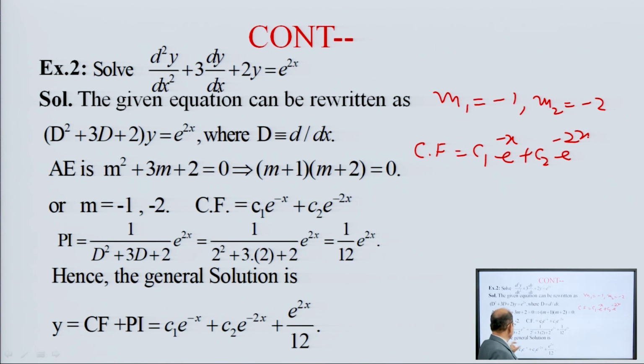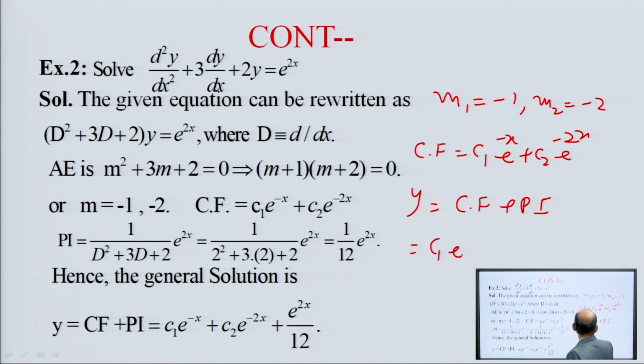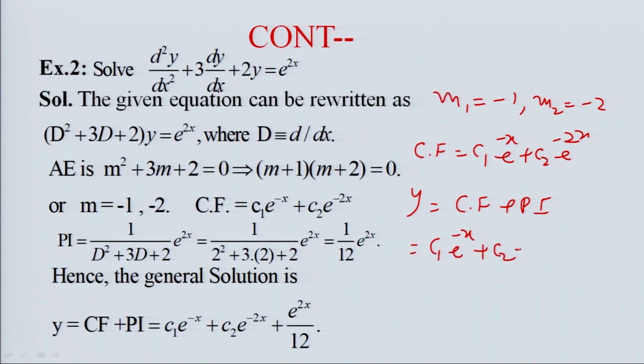Hence the general solution is the complementary function plus the particular integral. The complementary function is c1 e^(-x) plus c2 e^(-2x), plus the particular integral, e^(2x) by 12. So y is the solution: complementary function plus particular integral.